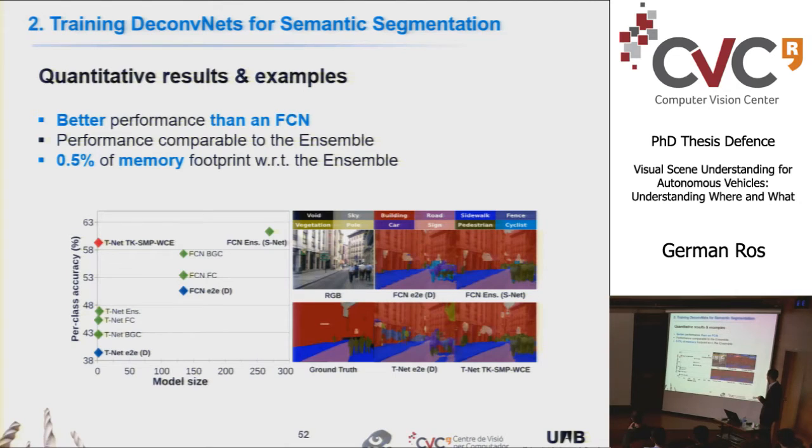The original target network is not able to do that, so it's confusing the pedestrian, it's confusing the sidewalk, it's confusing the traffic signs and so on. But here, after we do the transfer knowledge procedure, we see that the TinyNet is now able to replicate the results of the ensemble of FCN quite accurately.